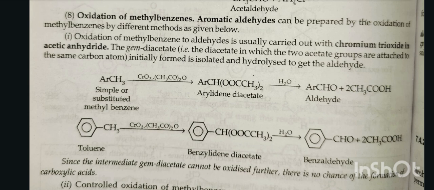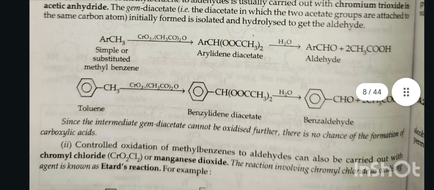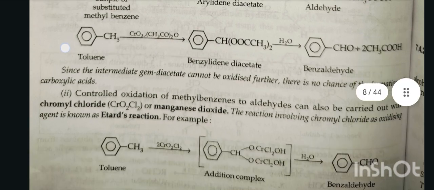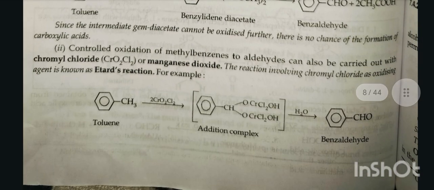Aromatic aldehydes can be prepared by the oxidation of methyl benzenes by different methods as given below. First, oxidation of methyl benzene to aldehyde is usually carried out with chromium trioxide in acetic anhydride. The gem diacetate, in which the two acetate groups are attached to the same carbon atom, initially formed is isolated and hydrolyzed to get the aldehyde. Since the intermediate gem diacetate cannot be oxidized further, there is no chance of the formation of carboxylic acid.